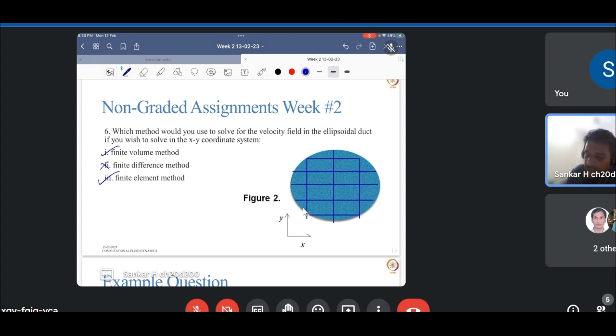Moreover, neither the cylindrical nor the xy rectangular coordinate system can be used here to exactly solve and find the values for finite difference method.